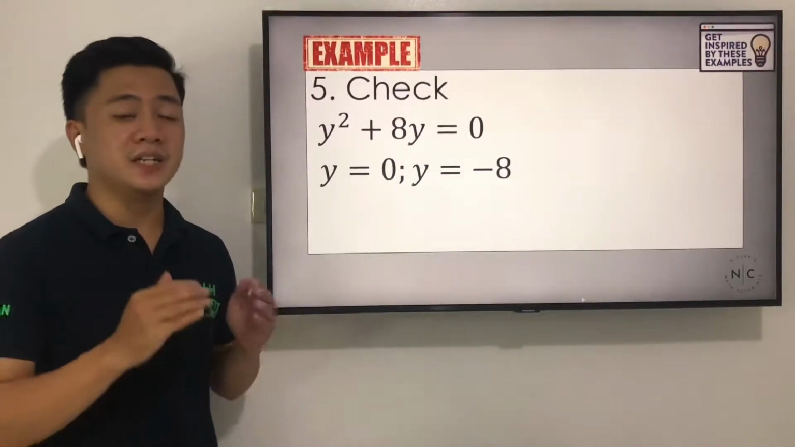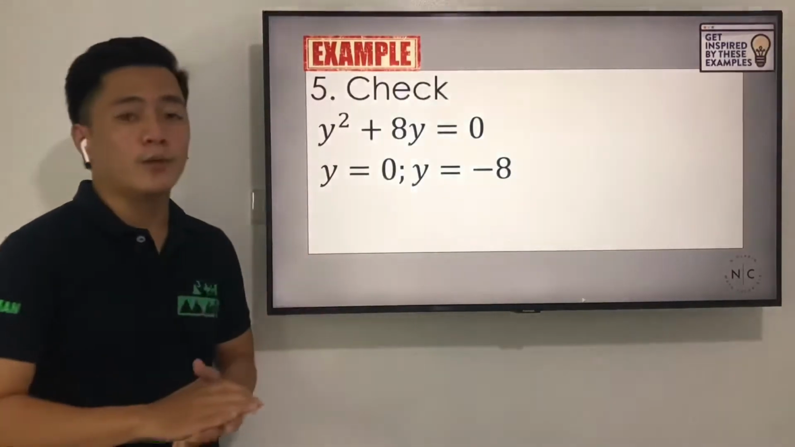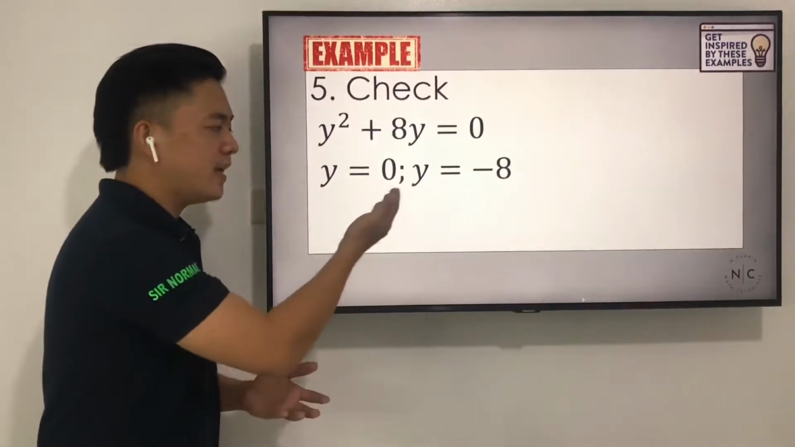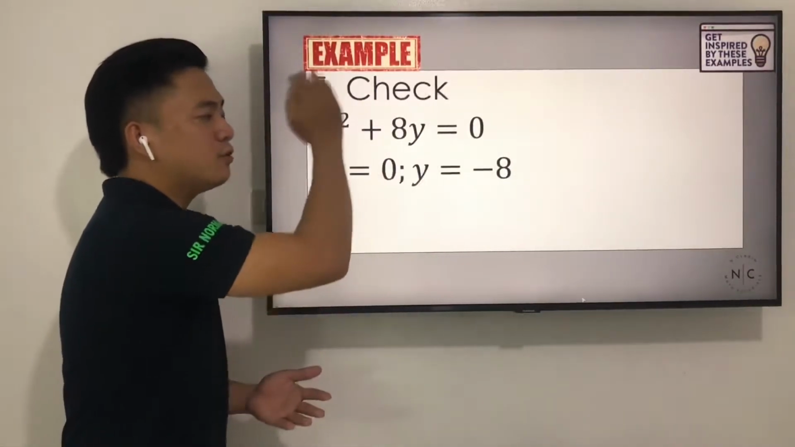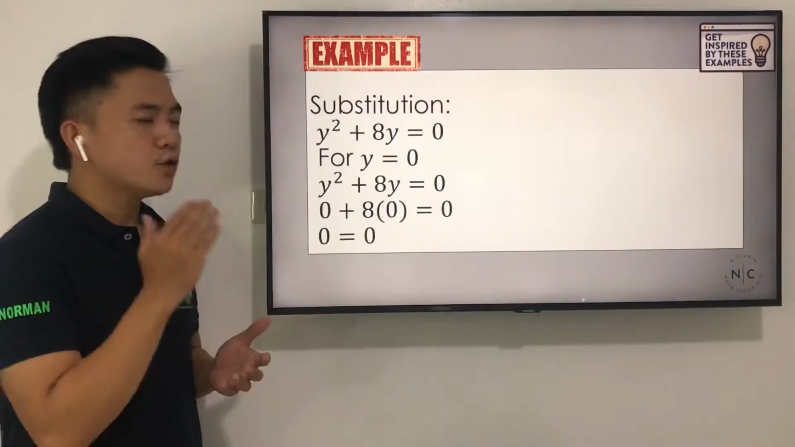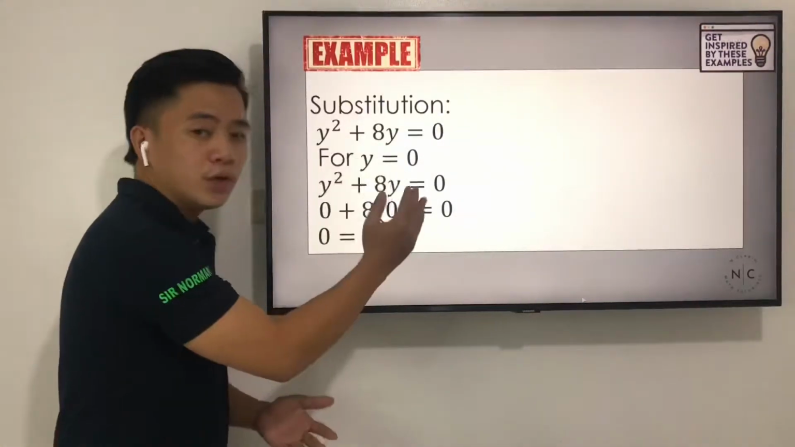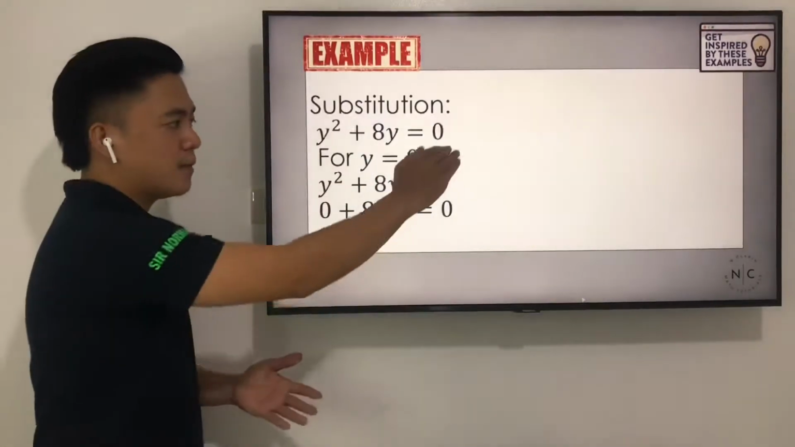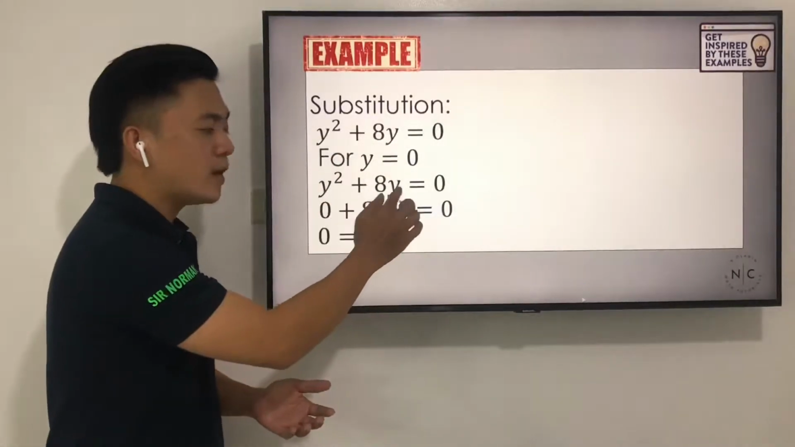Next step is check na natin kung tama ba yung ating nakuhang roots para dito sa ating equation na to. So, yung gagamitin natin is y is equal to 0 and y is equal to negative 8. I-substitute natin yung mga yon sa ating given na equation. So, we will substitute the value of y. So, yung gagamitin natin dito is yung unang-unang answer, which is 0. So, gagamitin natin yung ating pinaka-original na equation. Y squared plus 8y is equal to 0.